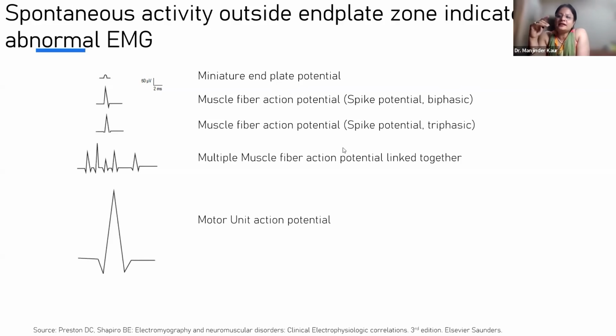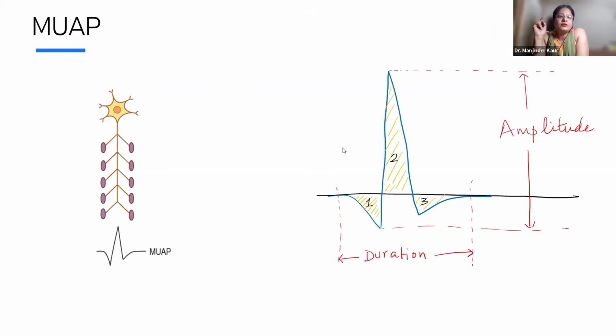But if you are getting the motor unit action potential because of the stimulation of the entire motor unit, you are going to get a motor unit action potential. So now, motor unit action potential, here you can see the diagram. I've taken this diagram from Preston and Shapiro, which is a very good book on EMG. So here you can see that one motor unit is supplying many muscle fibers. So all these are the muscle fibers. So it is giving one motor unit action potential.